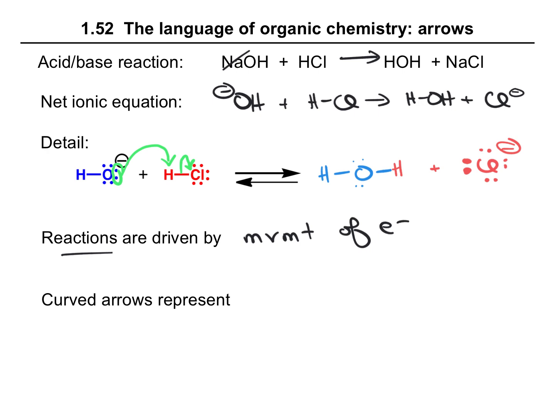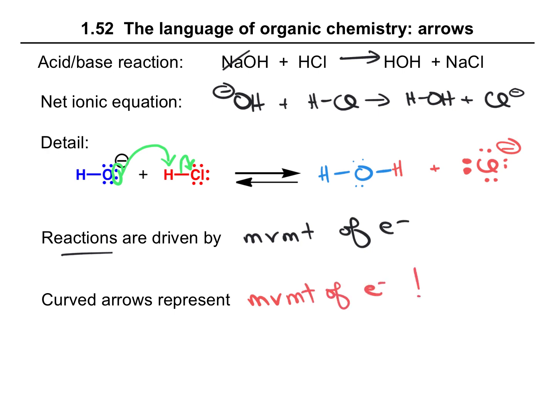Okay, the nucleus can't move. This hydrogen cannot move over to the base. The base has to use its electrons to grab it. So reactions are driven by the movement of electrons, and curved arrows are used to represent this movement of electrons.